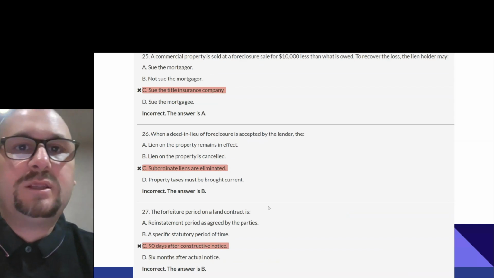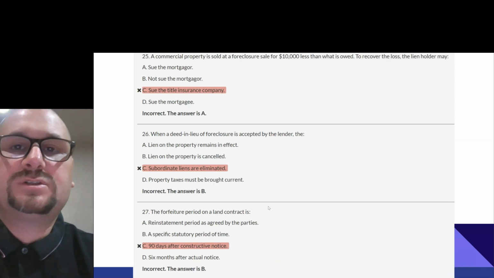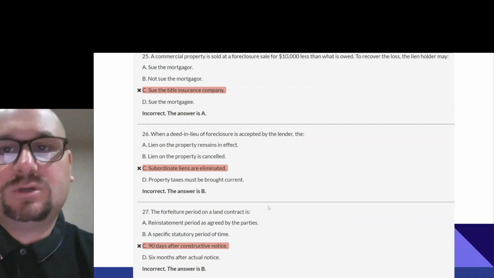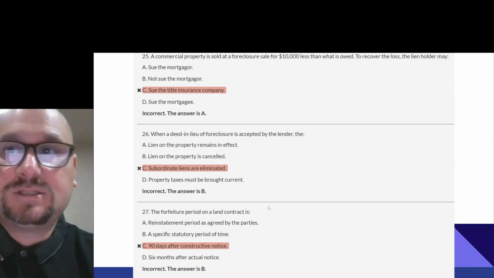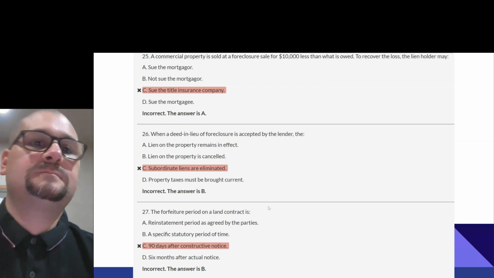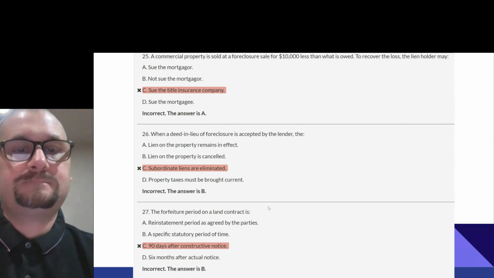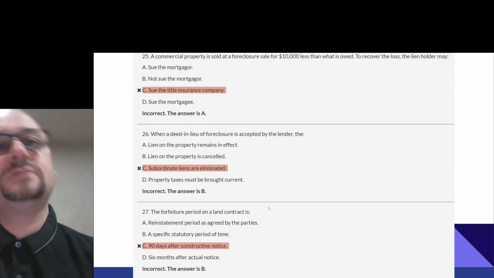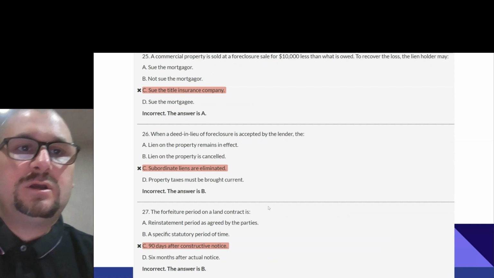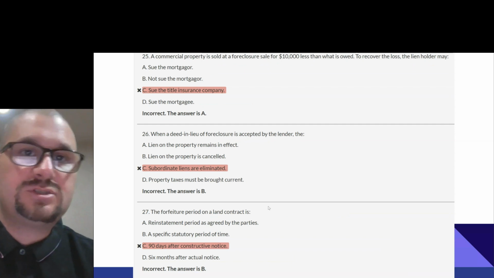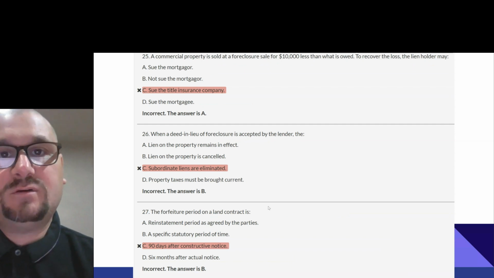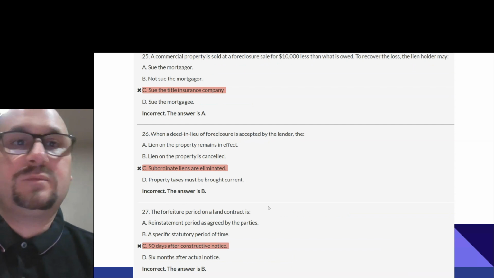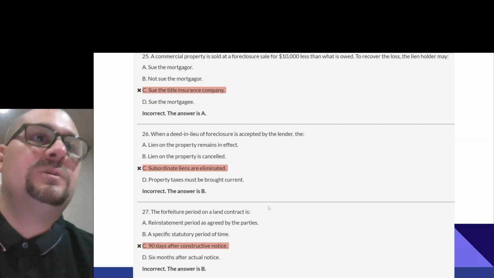A commercial property is sold at a foreclosure sale for $10,000 less than what is owed. To recover the loss, the lien holder may what? Alpha, A, sue the mortgagor. So you can sue the mortgagor.